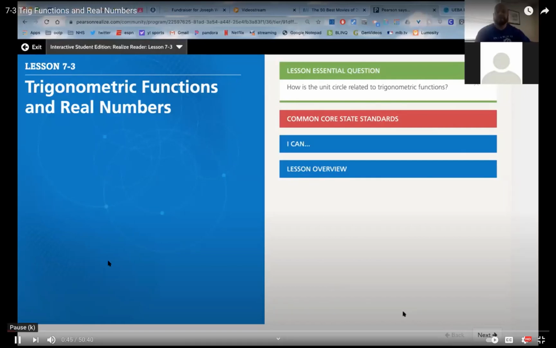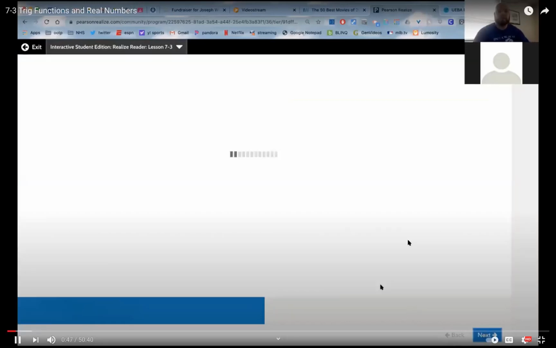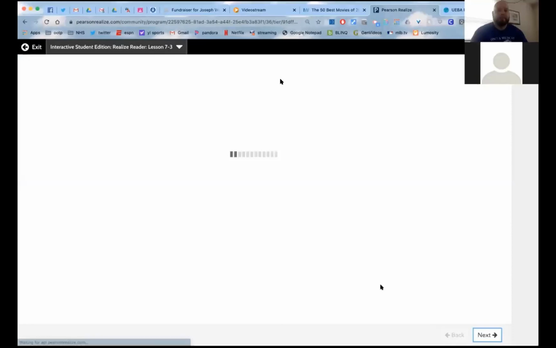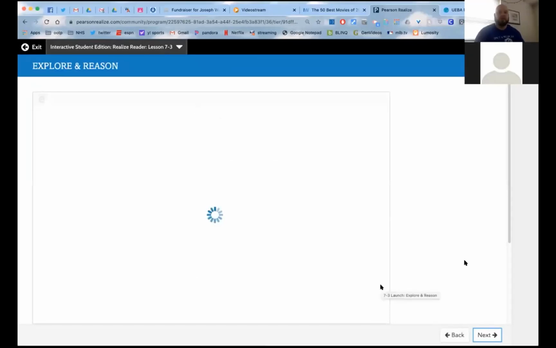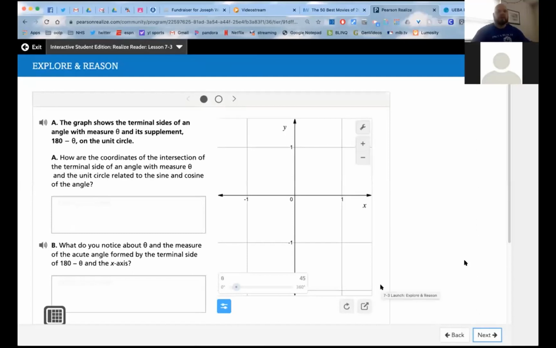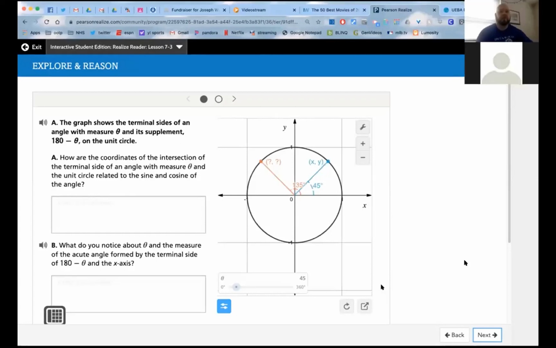So we're going to start off with our warm-up. And our warm-up says, the graph shows the terminal side of an angle with measure theta and its supplement, 180 minus theta, on the unit circle.